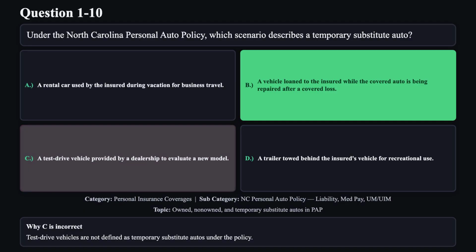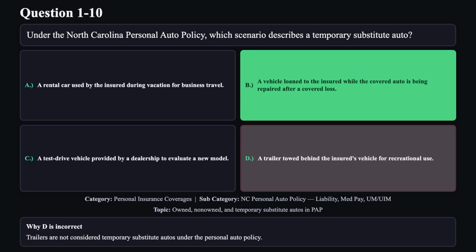Reason C is not correct. Test drive vehicles are not defined as temporary substitute autos under the policy. Reason D is not correct. Trailers are not considered temporary substitute autos under the personal auto policy.